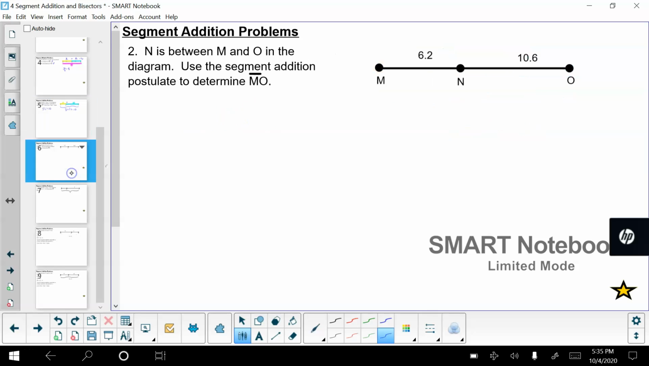Let's look at problem number 2. It says N is between M and O, as shown in the diagram, and it says use the segment addition postulate to determine the length of the whole line segment MO. So I'm going to pause and give you a few minutes to try to do this one on your own and answer the question.